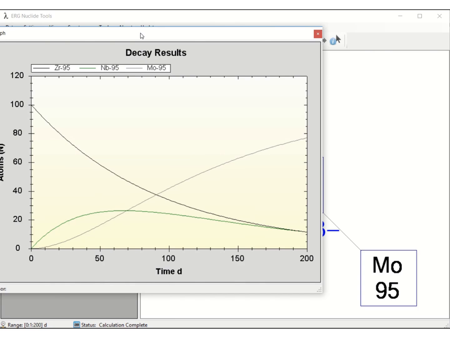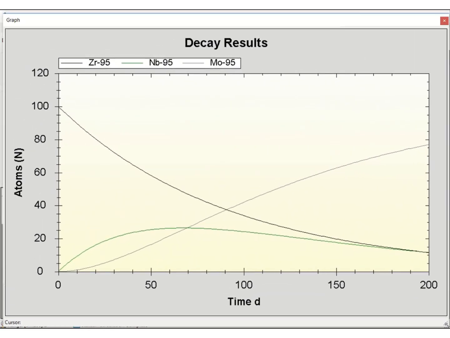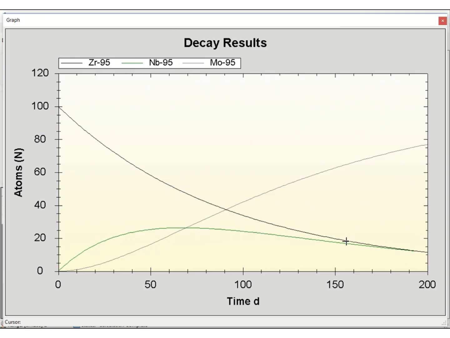Here comes the graph. And sure enough, we see that zirconium decays, the niobium reaches a maximum, then starts to decay, and the molybdenum does nothing but increase since it's stable. We can select this bar. If I move this around, I get the day and the amount of the zirconium, niobium, molybdenum.